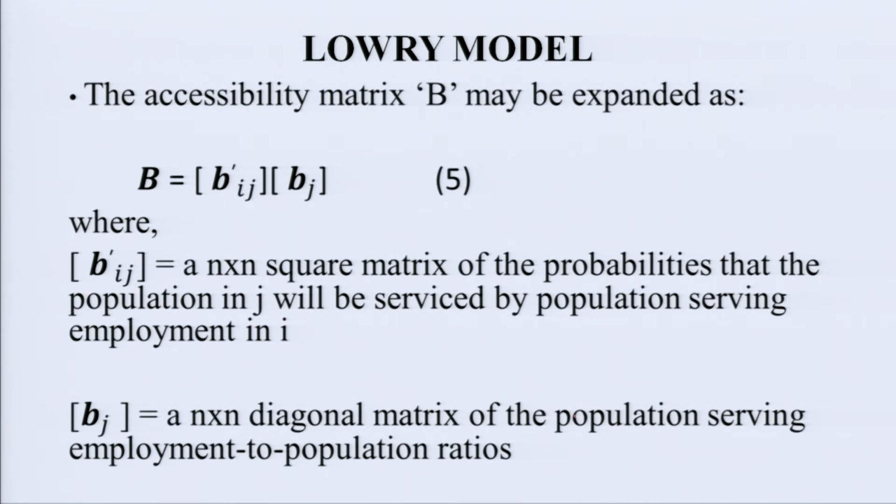The accessibility matrix B may be explained as B is equal to Bij dash into Bj. This is equation 5, where Bij dash is an n into n square matrix of probability that the population in J will be serviced by population serving employment in I. Bj is an n into n diagonal matrix of population serving employment to population ratios.